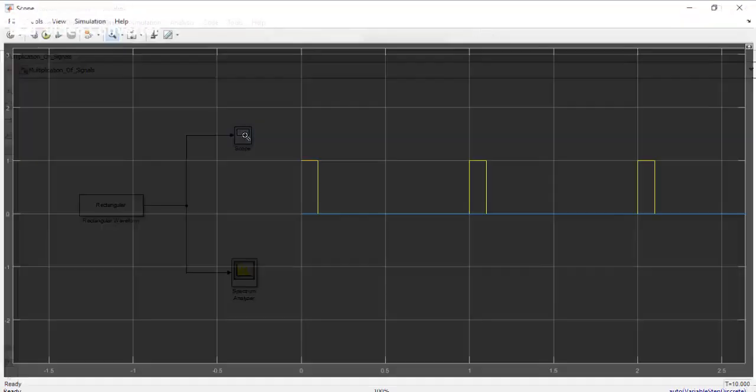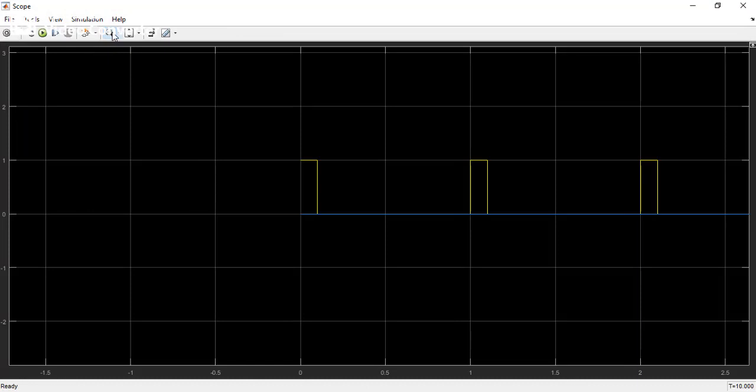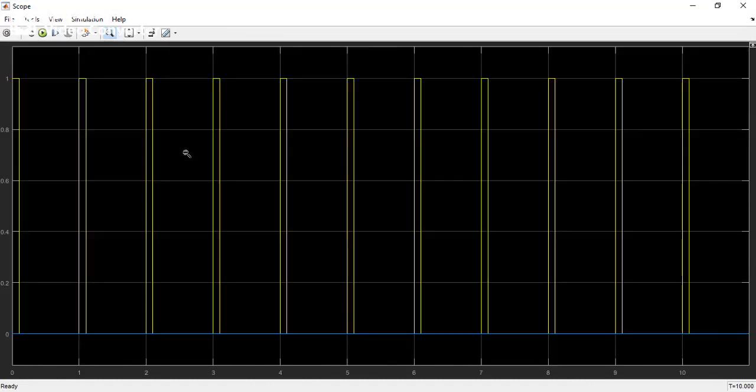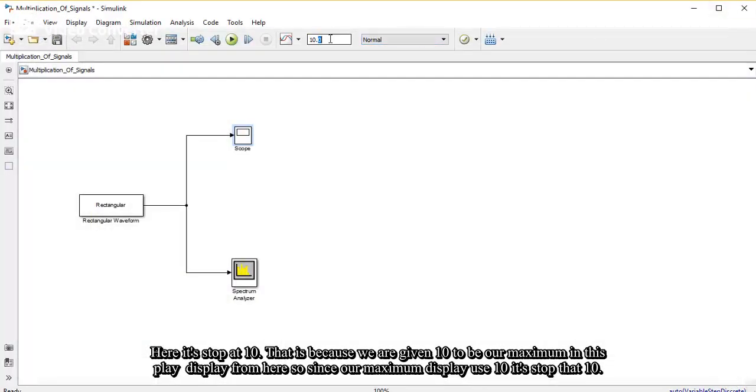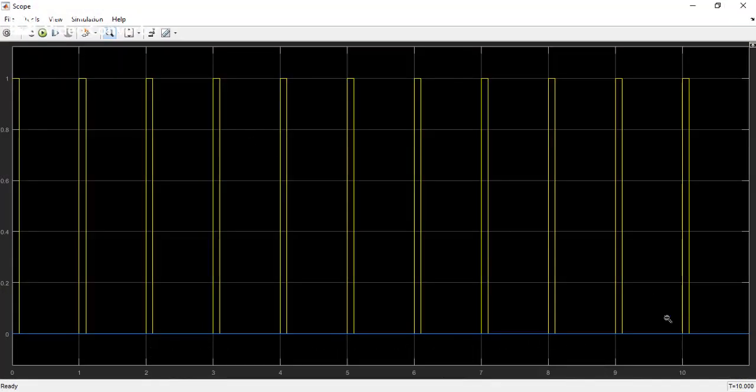There's another note as well. Let's zoom out. Here it stopped at 10. That's because we have given 10 to be our maximum value in display from here. So since our maximum display value is 10, it stopped at 10. So this is the representation of the rectangular form in the time domain.